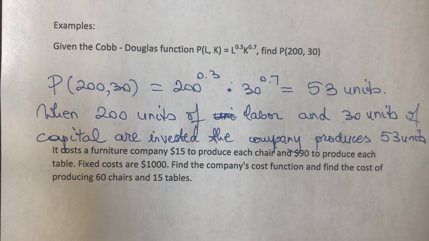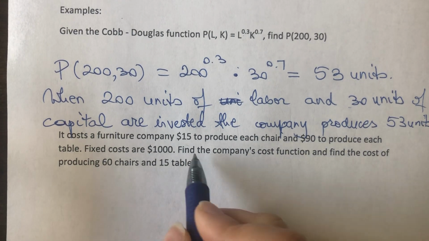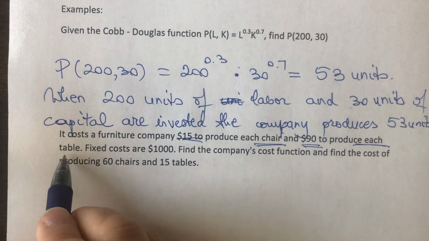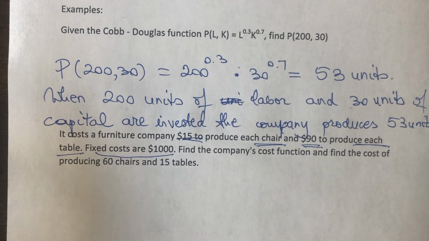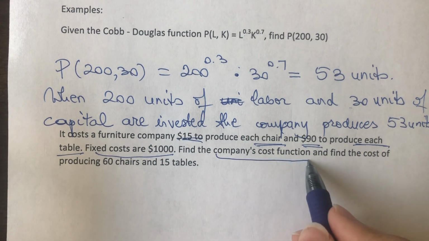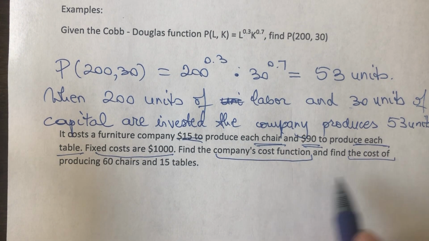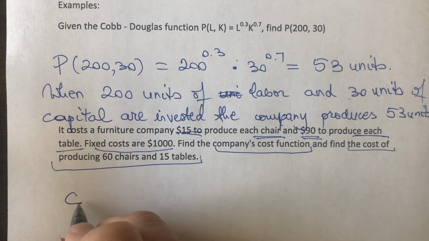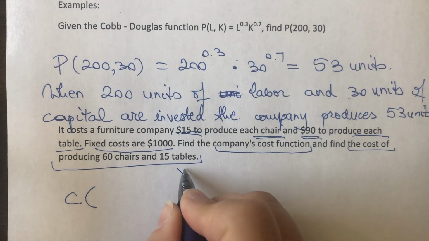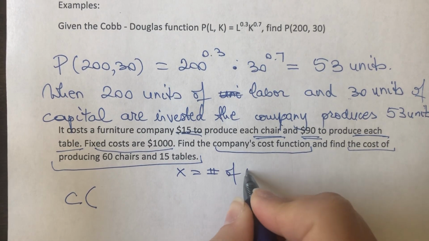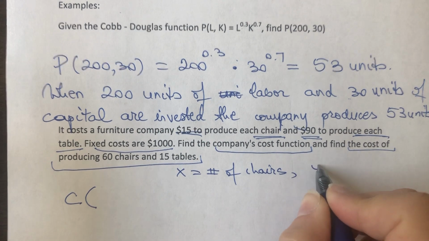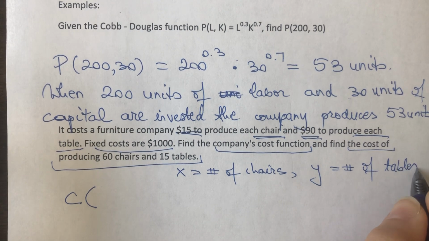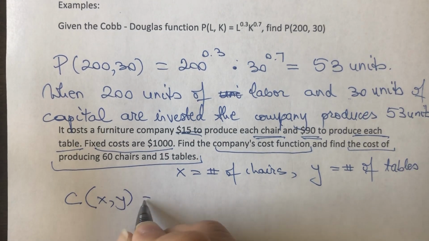And one last quick example here. It says it costs a furniture company $15 to produce each chair and $90 to produce each table. Fixed costs are $1,000. Find the company's cost function and find the cost of producing 60 chairs and 15 tables. Well, that should be easy. So our cost function depends on two quantities: the number of chairs and the number of tables. So as you see, it's a function of two variables.